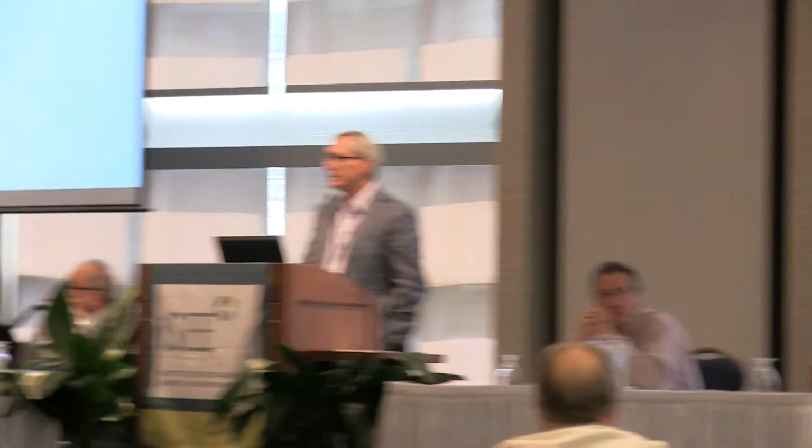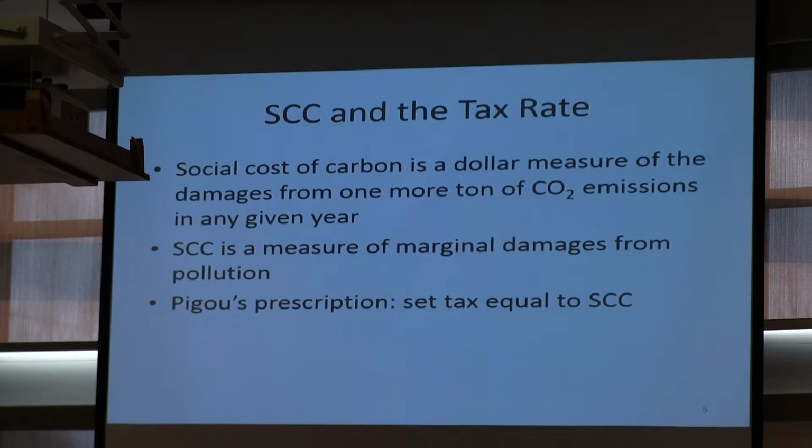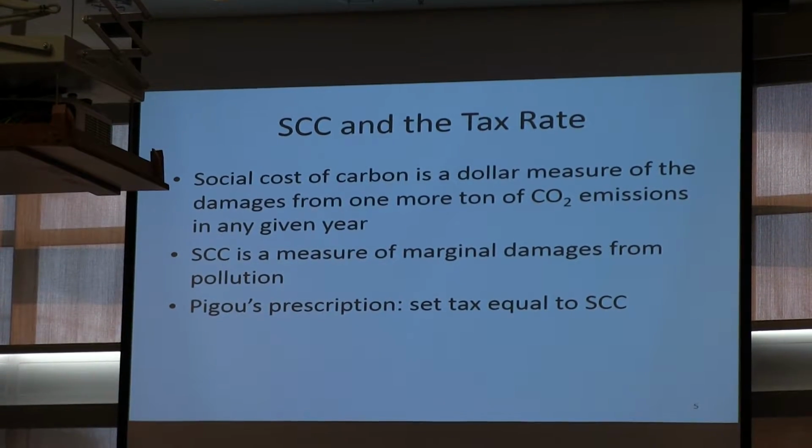The social cost of carbon is a construct. It is a dollar measure of the damages from one more ton of carbon dioxide emissions in any given year. And you can also do the social cost of methane, the social cost of nitrous oxides, NOx. So the social cost of carbon is that measure of marginal damages that you would need for a Pigouvian tax. So Pigou's prescription is: set the tax equal to the social cost of carbon, and so we could proceed with that sort of bit of advice to members of Congress.